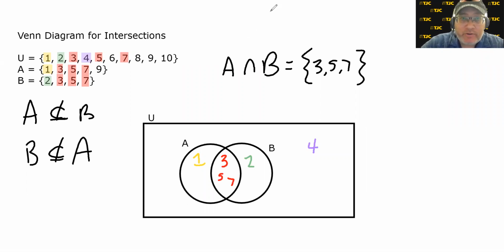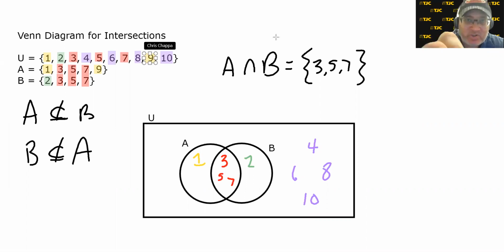As would the number 6, and the number 8, and the number 10. Notice that those don't belong to A, and they don't belong to B either. So they have to be outside of all those circles. So 4, 6, 8, and 10 have to live in the universe outside of the circles. The only number we have left is the number 9, which is in set A, so we'll highlight it yellow just like we did the 1. And because 9 belongs to set A but not set B, it has to be inside circle A but not circle B, so it goes right there.